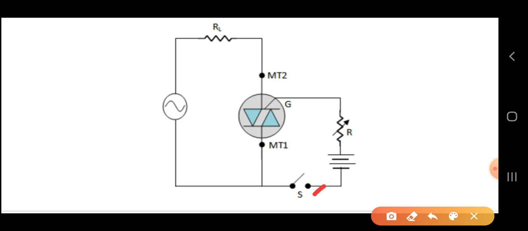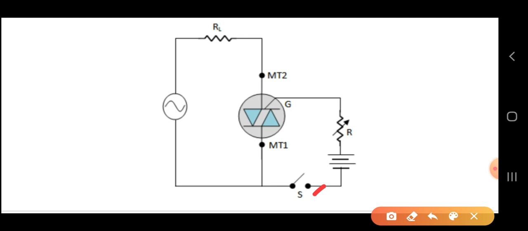Then the TRIAC can be turned on before the breakover voltage, which is the minimum required to turn it on by the main AC supply. Before that you can turn on the TRIAC. How? Obviously, the gate voltage you are giving is a minimum voltage, a type of extra voltage, and it helps the TRIAC junctions to break immediately, before the AC supply reaches the breakover voltage.